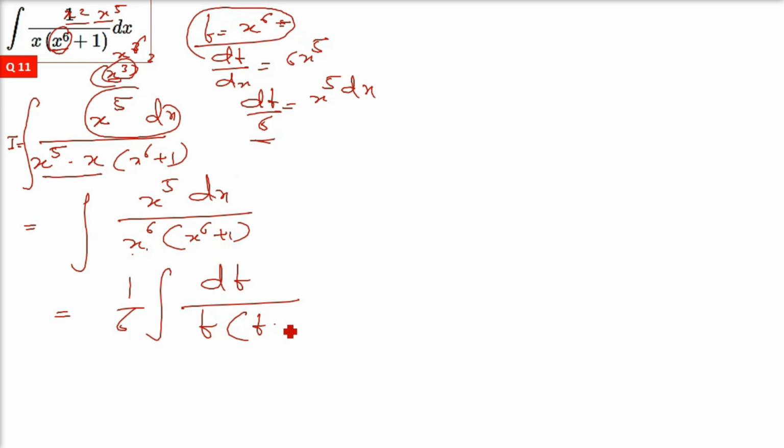t plus 1. Now t into t plus 1 will become t square plus t, because t into t is t square and t into 1 is t. So what we are going to do, we have to use the partial fraction, or you can make it a perfect square. That is also possible.